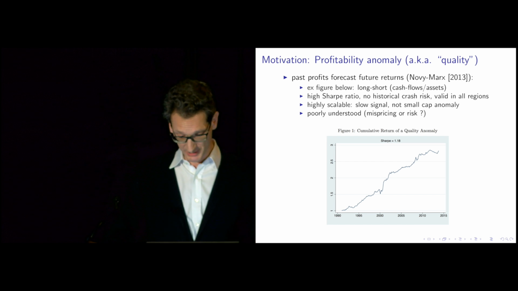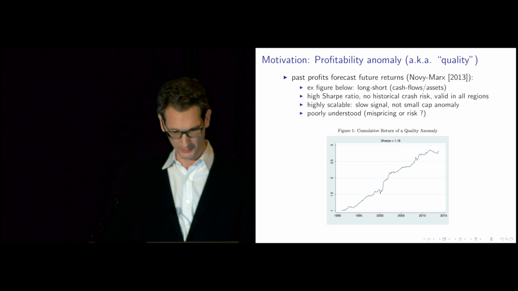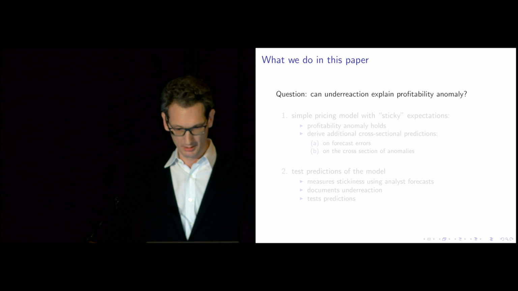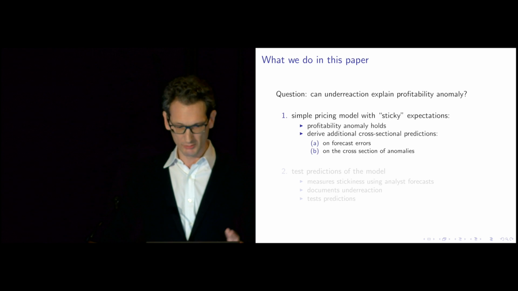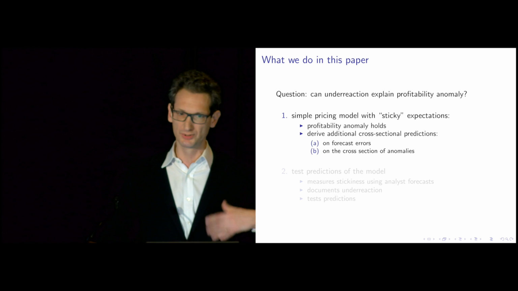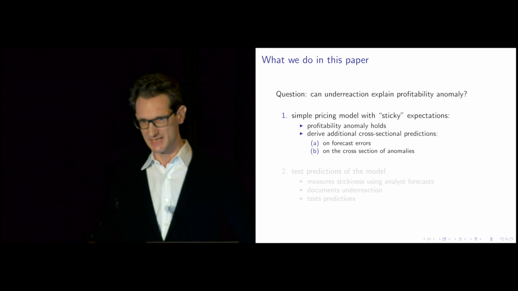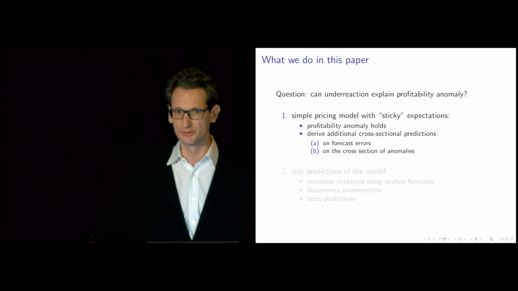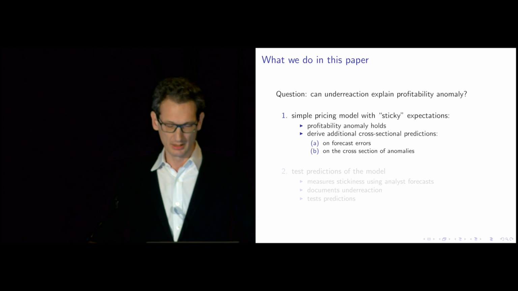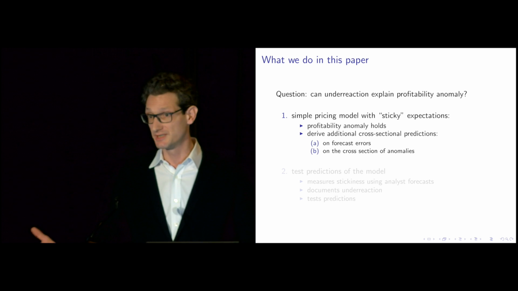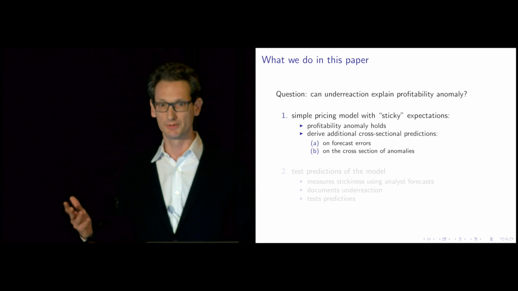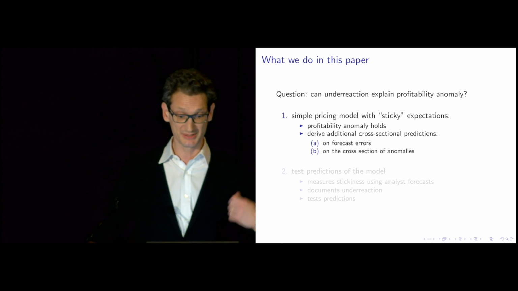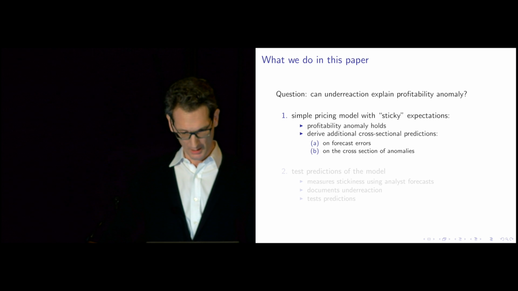Is it mispricing or risk? And here in this paper, we try to offer a theory that's based on underreaction. So first, we're going to present a very simple pricing model with a form of underreaction that's been promoted in the macro literature, called the sticky expectation model. And in this model, I will show you that first the profitability anomaly holds. That's what the theory was built for. But also we're going to derive ancillary predictions that we're going to test in the cross-section of stocks.